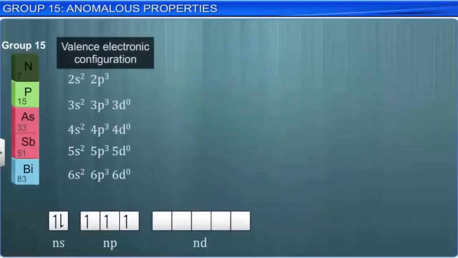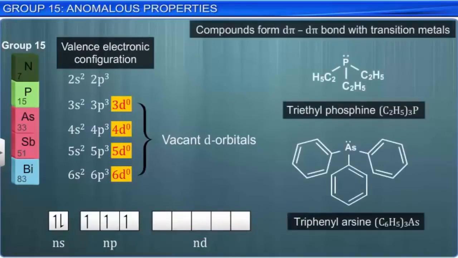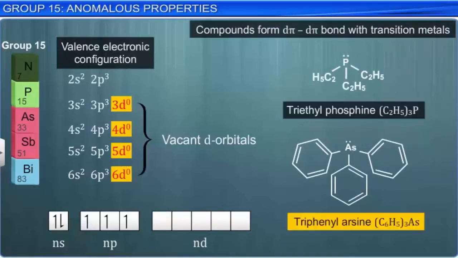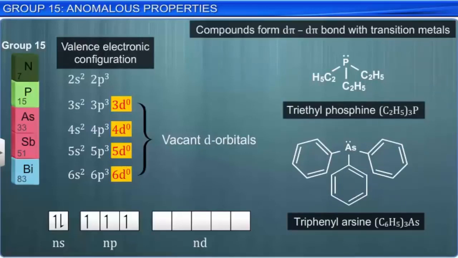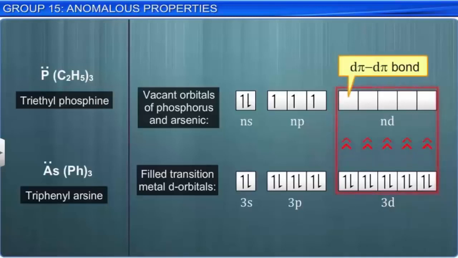Due to the availability of vacant d orbitals in the remaining elements of group 15, compounds of these elements, such as triethylphosphine and triphenylarsine, form d-pi bonds with transition elements. Vacant d orbitals present in the phosphorus and arsenic of triethylphosphine and triphenylarsine accept electron density from filled transition metal d orbitals and form d-pi bonds as shown here.